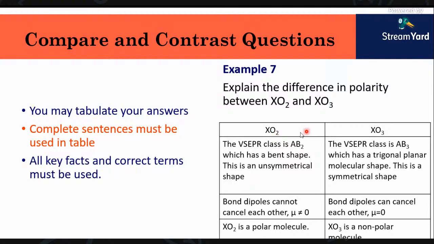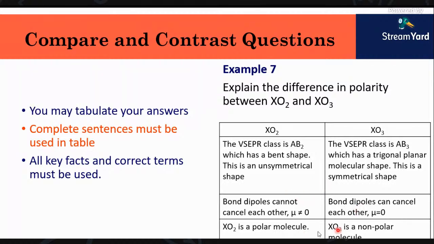What you can do is tabulate your answer. As you can see inside the table, complete sentences are written. So don't just state AB3, bent shape, unsymmetrical. That is not a nice representation of your answers. Write complete sentences to get full marks. As you can see, this is comparative writing. As for the second one, bond dipoles cannot cancel each other, while the other is written as bond dipoles can cancel each other, because the question clearly says explain the difference. So you have to write it comparatively.